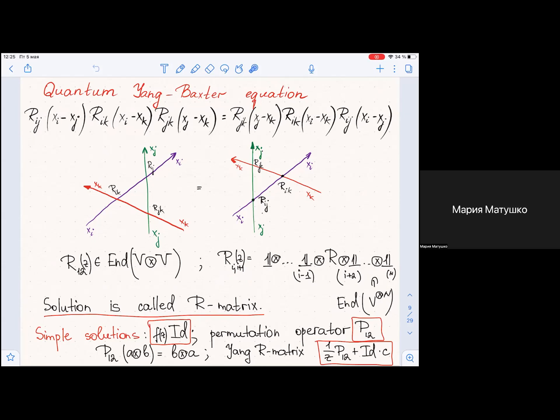Some simple solutions of this equation are, for example, the identity operator and the permutation operator, which just permutes two tensor spaces. And for example, a linear combination of these solutions, not all, but this linear combination holds the Yang-Baxter equation, so a rational Yang R-matrix. But we will look at the elliptic solution of this equation, namely the elliptic Baxter-Belavin R-matrix.